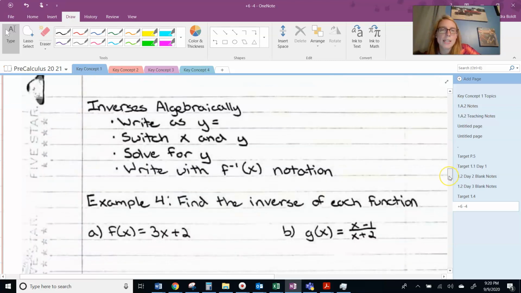All right, last thing we're going to look at in these notes is our inverses algebraically. And how we find inverses algebraically, again, is our x and y switch. So every point switches the x and the y. When I have my f of x equals, we're going to write it as y equals, and then we're going to switch the x and the y. And then you just solve for y from there, and then we write with the new notation.